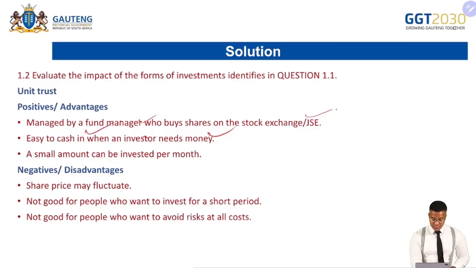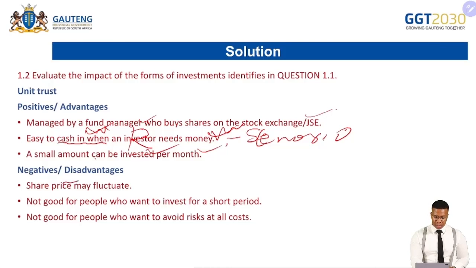So this we will not mark now. Why are we not marking? Because the issue of easy to cash in was there on the scenario. We saw it on the scenario. So this becomes a repetition, hence the R, and a small amount can be invested per month. And then when you're looking into the negatives, the share prices may fluctuate. It's not good for people who want to invest for a short period, and then it's not good for people who want to avoid risks at all cost.